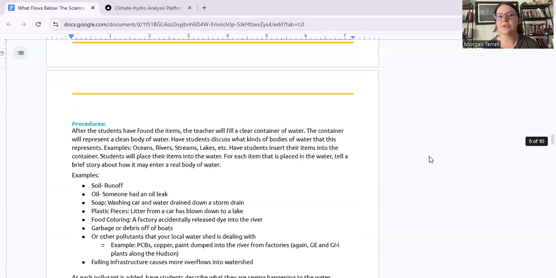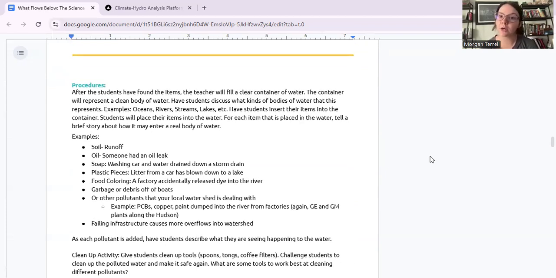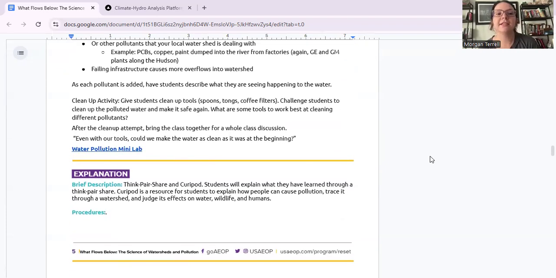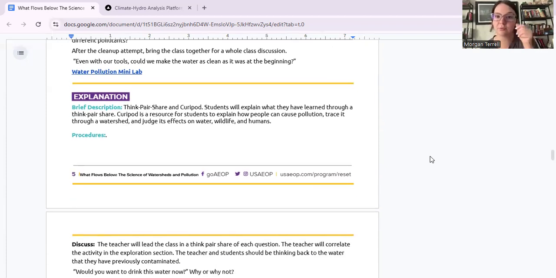After that, we want students to explain what they learned about watersheds and pollutants. And so they'll do that with a think, pair, share, and then an AI generated tool called CuriePod. Both of these will help students really dive into their knowledge of watersheds and pollutants.